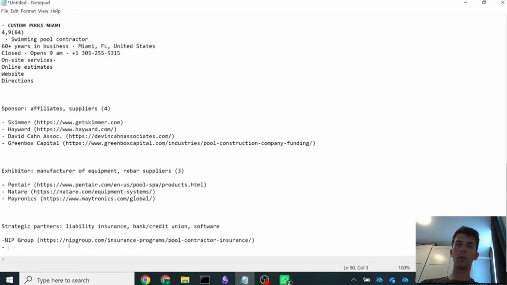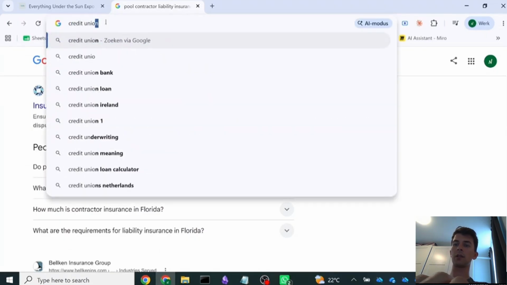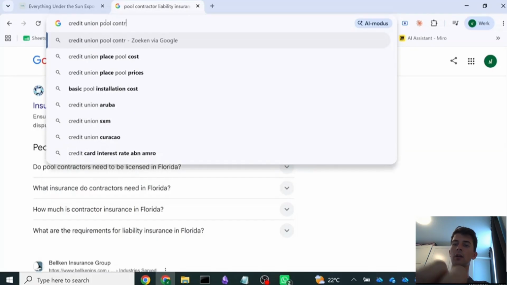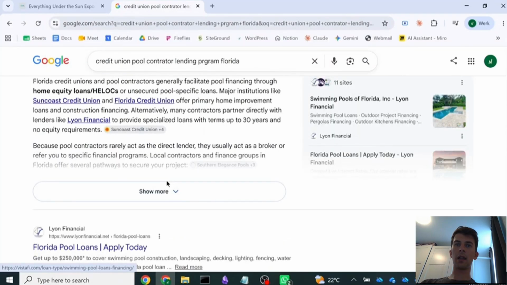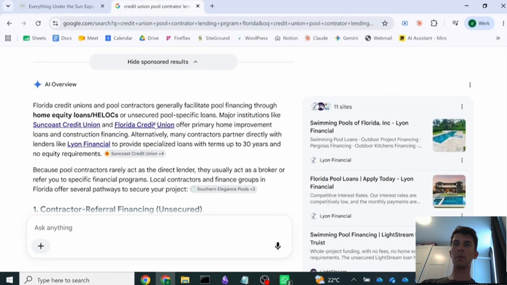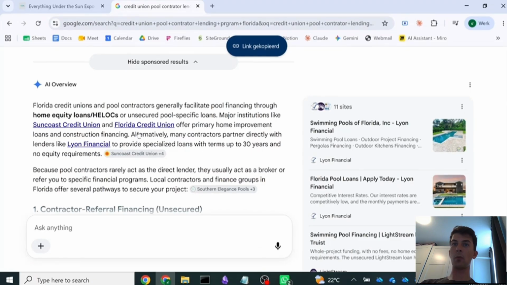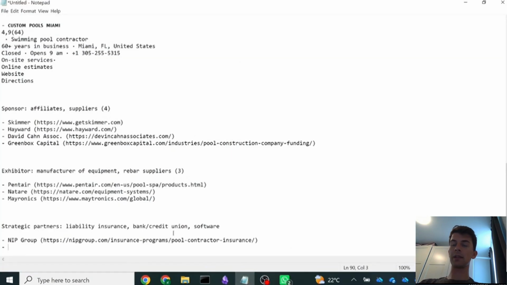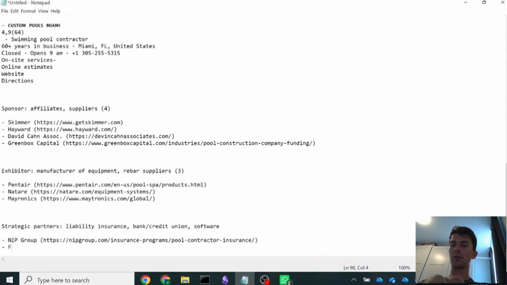And then the second thing we're going to look for is, how about a credit union? Credit union pool contractor lending program, Florida. Try to find one that's maybe not already a part of them. Then maybe we can say Florida Credit Union, who offers primary home improvement loans and construction financing. Great. I'm just going to go with that for this because the Lion Group is already part of them. So we'll say the FCU, or Florida Credit Union.